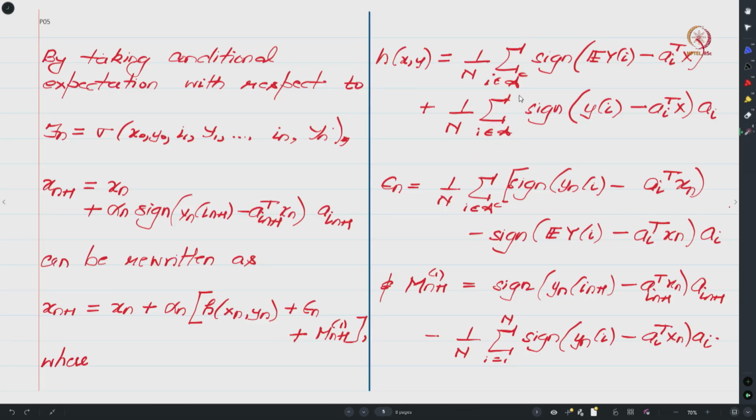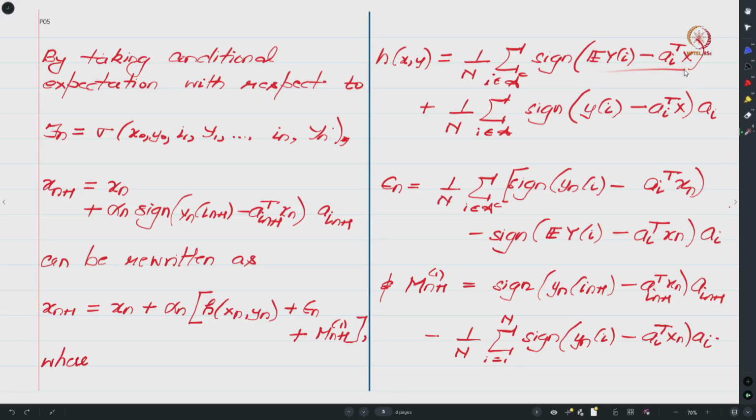Since your honest workers are indeed doing what we expect them to do, or the honest coordinates, so I am using the word coordinates and workers interchangeably, the honest coordinates are indeed doing what we expect them to do. Hence here we have written an expression similar to what we had in the all honest workers case.